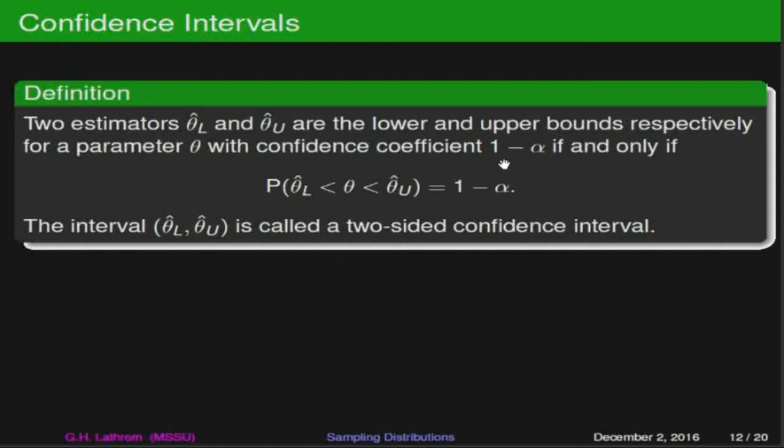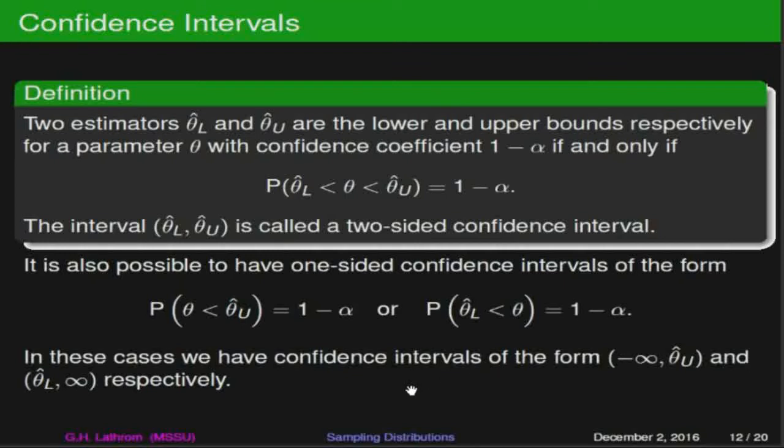So we want to be highly confident, so we want our confidence coefficient of 90%, 95%, 99%, if and only if the probability that our parameter that we're interested in is going to be in between our lower bound of theta hat sub L and our upper bound theta hat sub U has a probability of 1 minus alpha. And in that case, we say that the interval theta hat sub L to theta hat sub U is a two-sided confidence interval.